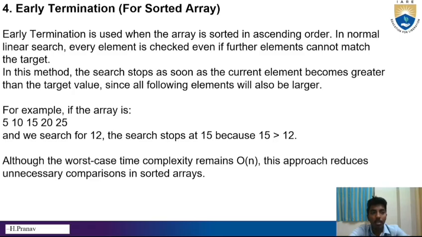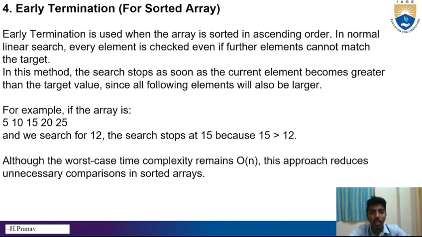Coming to the fourth optimization, which is early termination. It is only for a sorted array. Early termination is used when the array is sorted in ascending order. In normal linear search, every element is checked even if further elements cannot match the target. In this method, the search stops as soon as the current element becomes greater than the target value, since all following elements will also be larger.